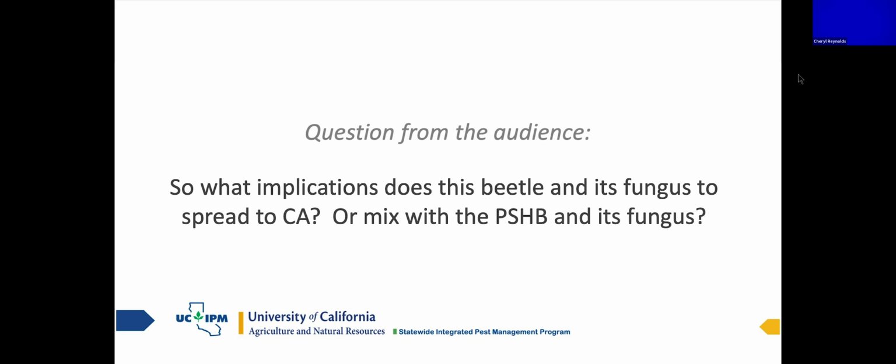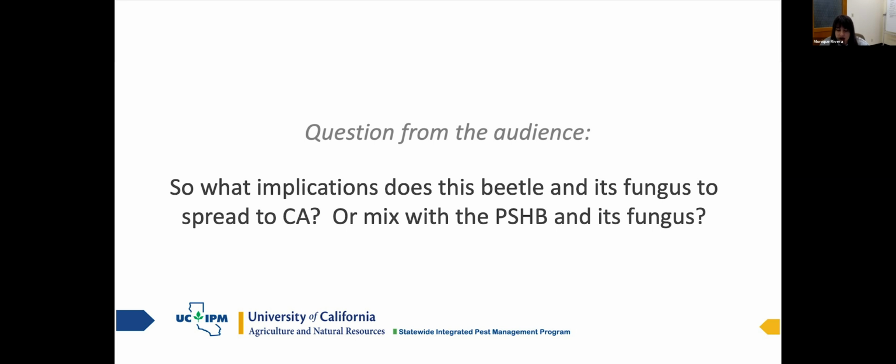Sure. So this one is, what implications does this beetle and its fungus have for spread to California? And then also mixing with the Polyphagous shothole borer and its fungus. Well, the Polyphagous shothole borer, I would say, is somewhat less scary than ambrosia beetle, just because of how they've seen that disease completely spread in Florida. Again, I think that this all hinges on not moving wood and wood products around, because otherwise the beetles would have to, they're not very great flyers and they can't fly very long distances. So I would say that it making it across the desert on its own, not going to happen. But somebody with a log with the insects in there making it across the desert, that's more probable.